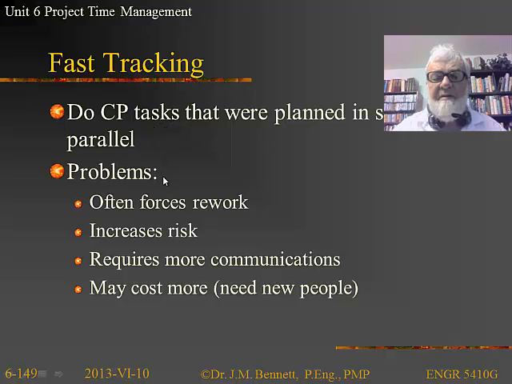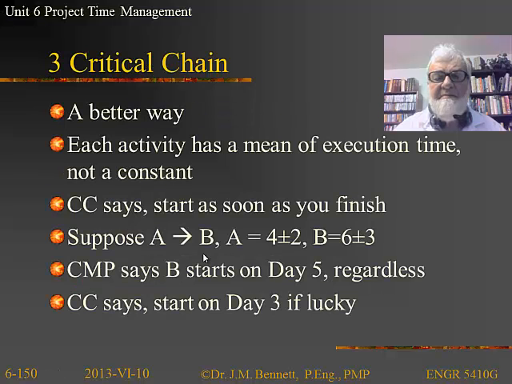But some of the difficulties is that when you do things in parallel, then you may force rework. In other words, when you get the two parallel guys together, you find, oh my goodness, you build it in meters and I build it in imperial units. We got to start over again. So it can force rework. It can increase the risk. It requires a lot more communication. It can cost more in the sense if we need new people that we have to outsource and buy them outside the organization, then it could be more expensive.